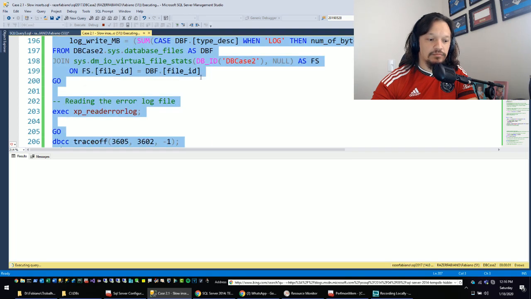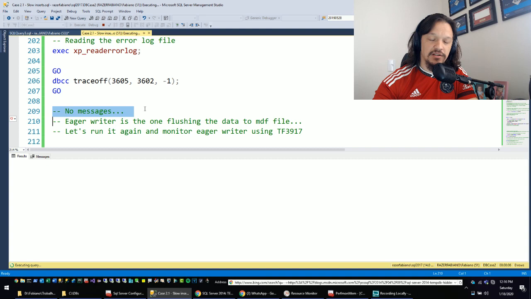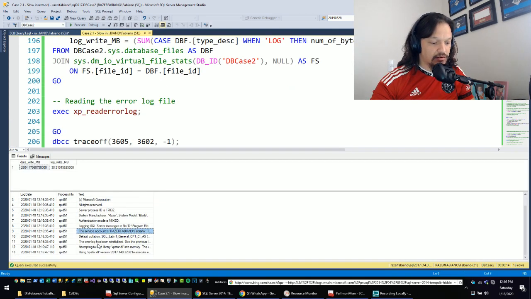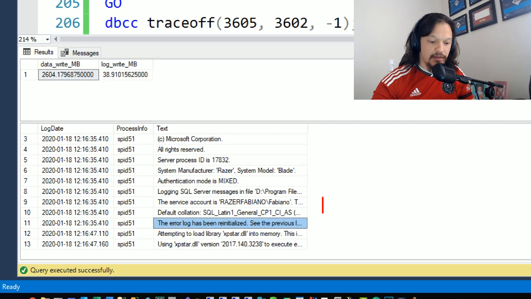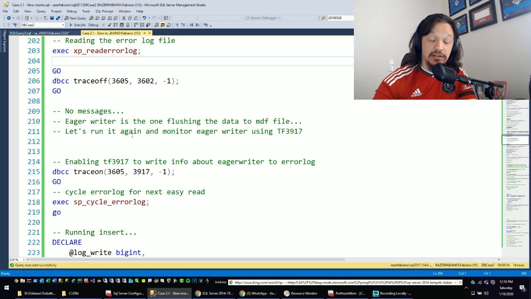Let's see. And no messages about the checkpoints in the error log. The reason is that, let me show you, let me zoom in. Nothing regarding the checkpoints. And the reason is that the process that is actually writing the data into the data file is the eager writer. And eager writer is a different feature.